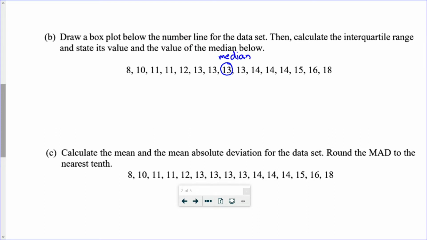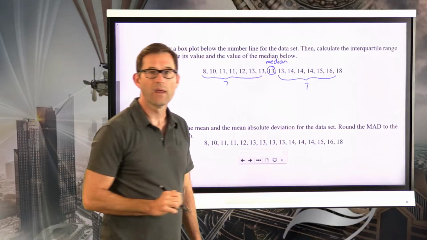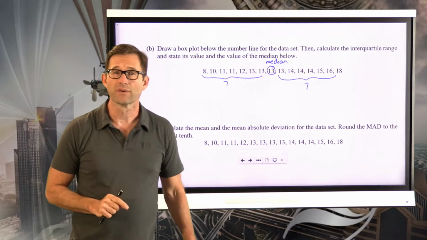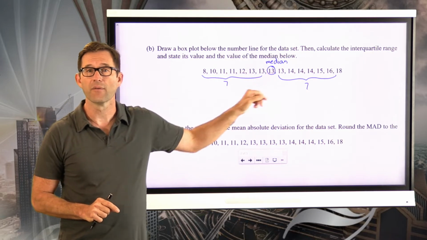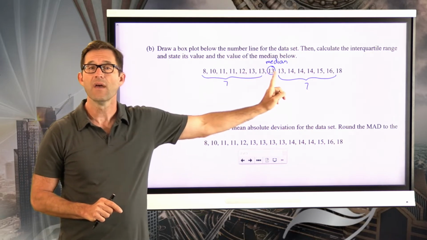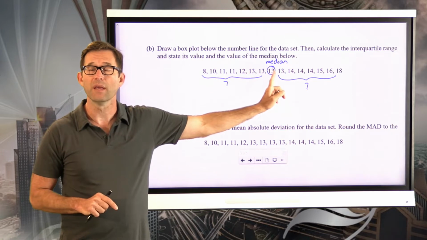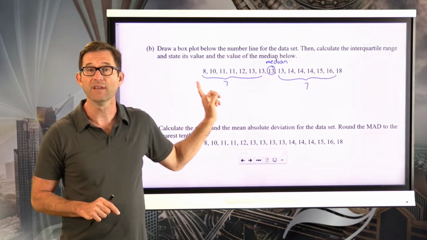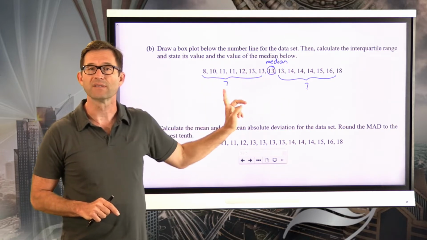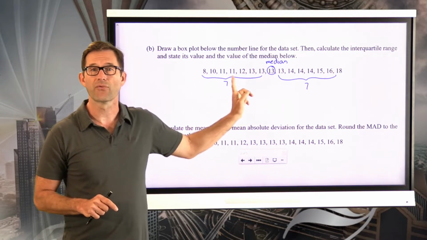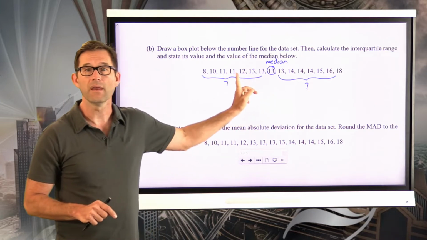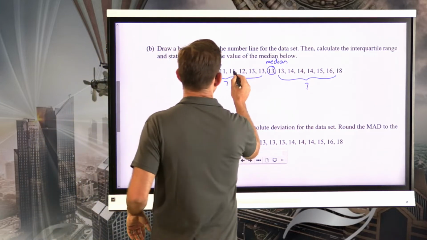Now that leaves us with 7 values down here and 7 values up here. In order to find my first quartile, remember, I'm going to take a look at the lower half of my data set without taking into account the median. I'm going to look at these 7 values. Again, I can think about which one would have to be the median of this particular data set by doing 7 minus 1, that's 6, divided by 2, that's 3. That means I'll have 3 here, and the median will actually be the 4th one.